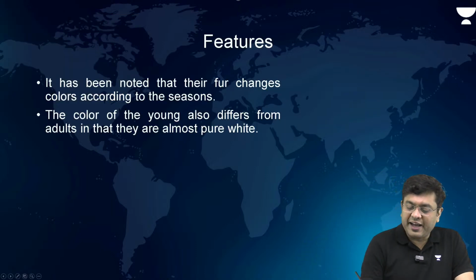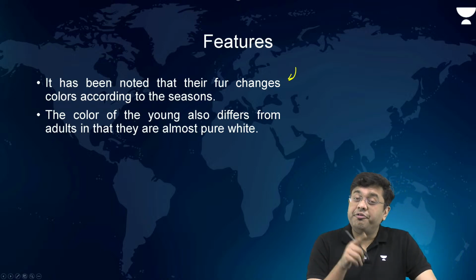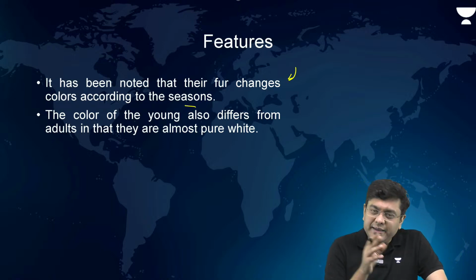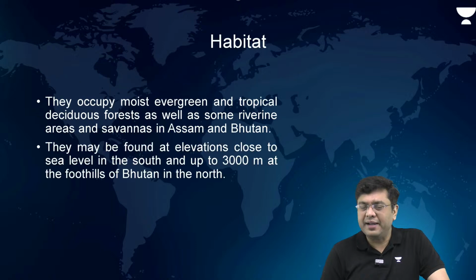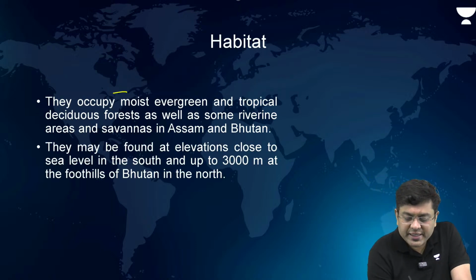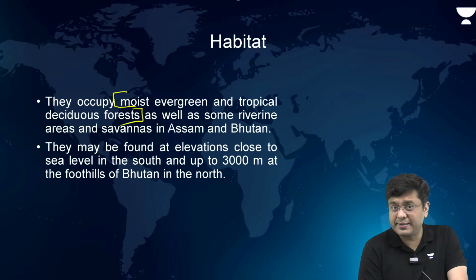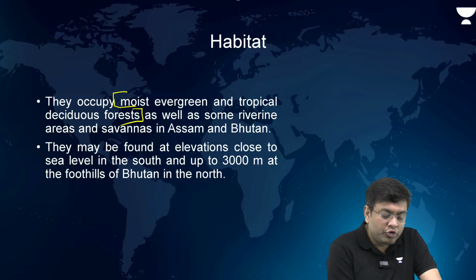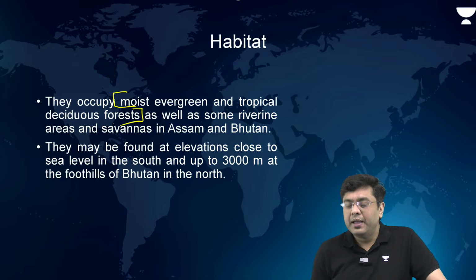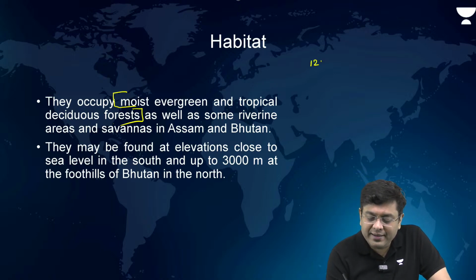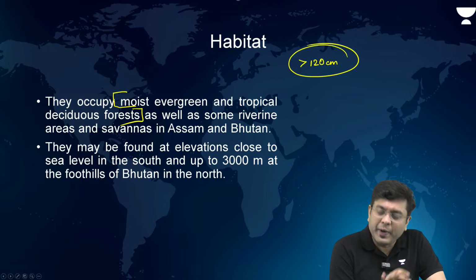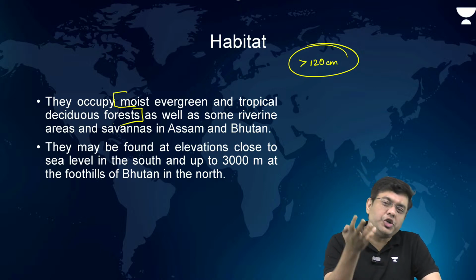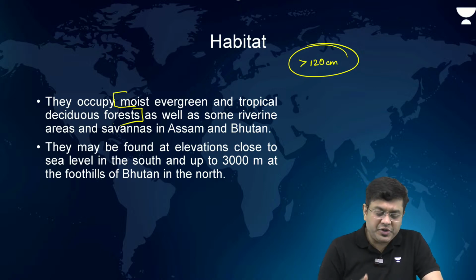Okay, so it has been noted that, first of all, their fur changes color according to the season. The young and the adults also have variation in the color of the fur. Right? Habitat: moist evergreen and tropical deciduous forests. So that means, what is the rainfall amount where they will be found? Tropical deciduous and moist evergreen, around 120 centimeters and more. That is where you will find this kind of rich vegetation, and this kind of species as well.